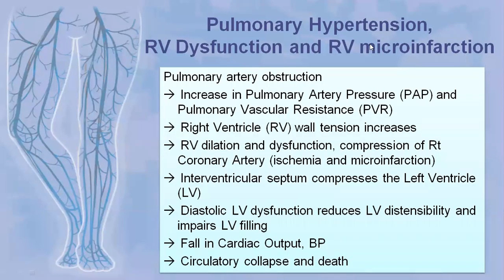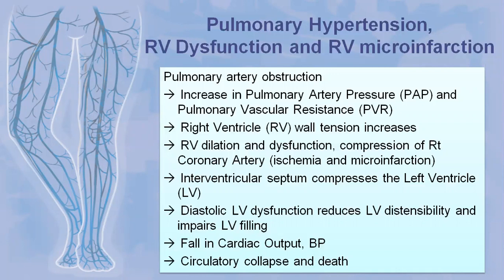Now let's discuss pulmonary hypertension, RV dysfunction, and RV microinfarction in VTE. When there's pulmonary artery obstruction, this will increase your pulmonary artery pressure, the PAP, and your pulmonary vascular resistance because of that obstruction. Hence, there will be an increased tension in the right ventricle wall, and this will cause right ventricular dilatation and dysfunction, compressing your right coronary artery, probably causing ischemia and microinfarction.